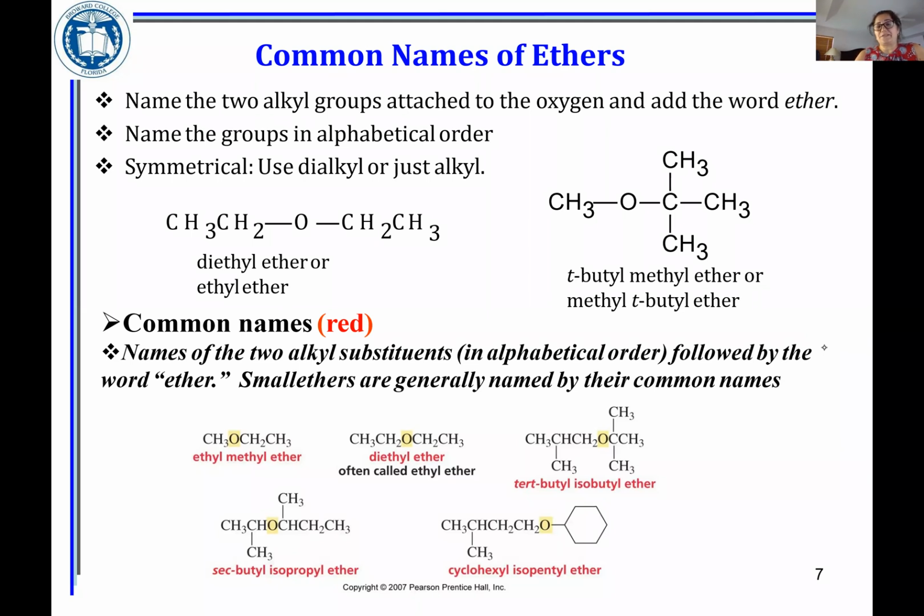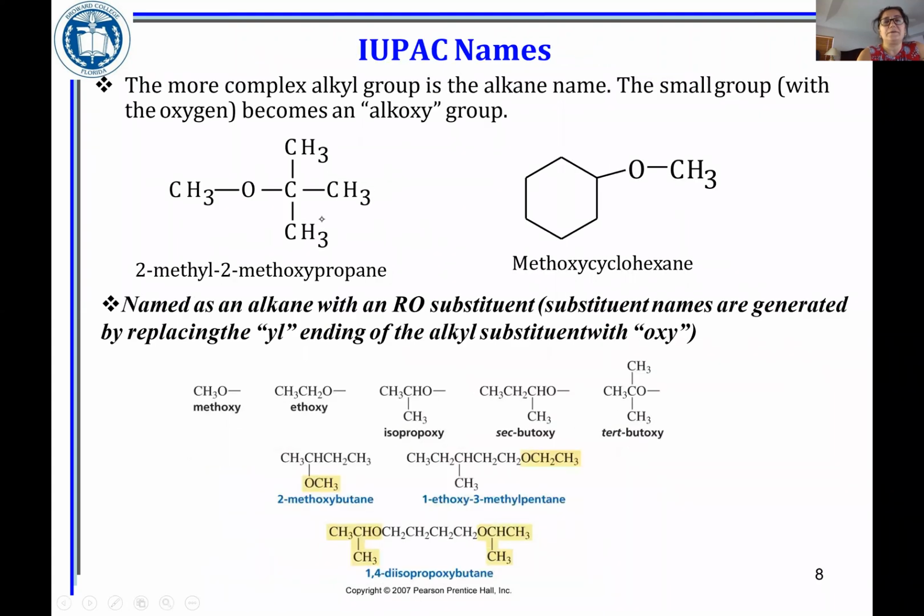So after physical property and the structure, we want to look at the naming, how to name these compounds. We have two types of naming. If it's a common name, you just say alkyl ether. Or if the two alkyl groups are exactly the same, you just say dialkyl ether. So like diethyl ether or ethyl ether, that's a common name for this compound that you have here.